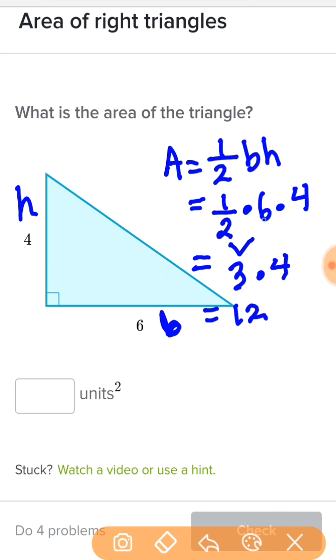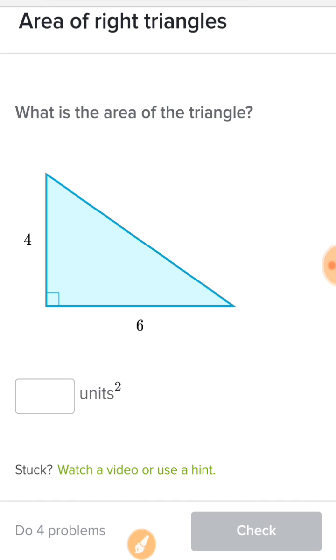There's some people that would have multiplied 6 by 4 first to get 24, and then taken half of that, and half of 24 is still 12, because 24 divided by 2 is 12. But either way it goes, taking half is dividing by 2, so the base times the height, and half of that will give you 12. So my answer is 12, and this will be 12 units squared.